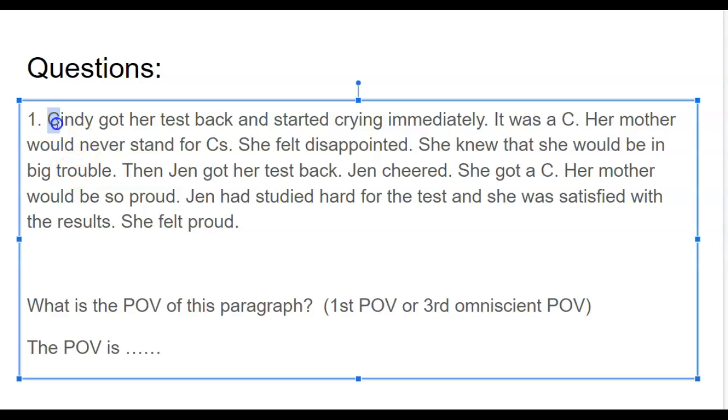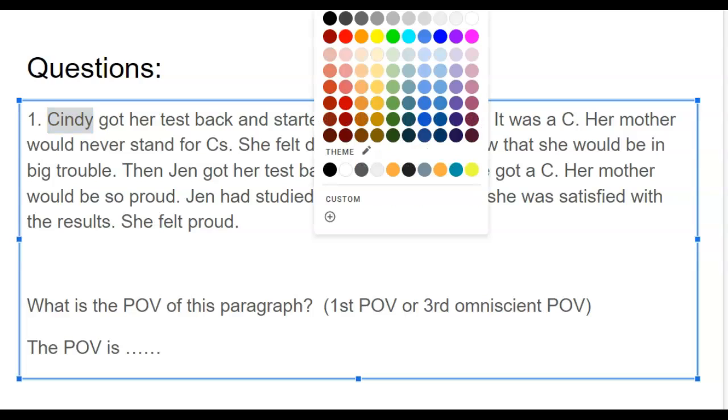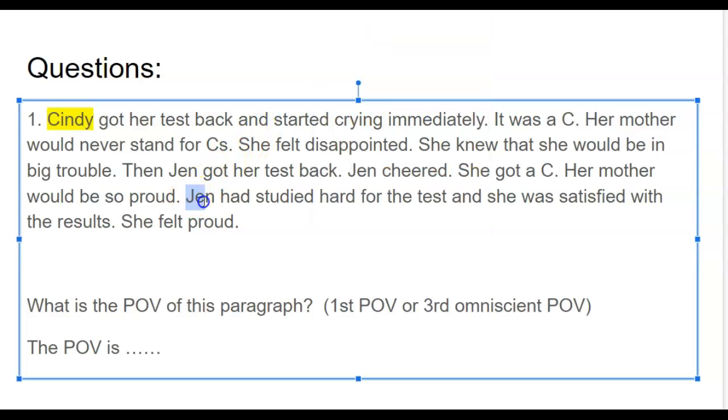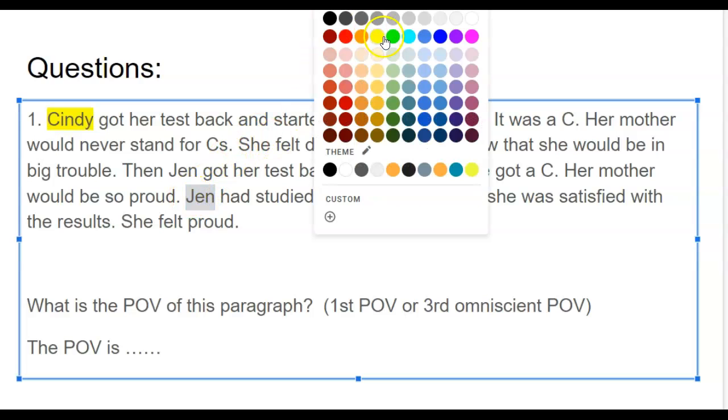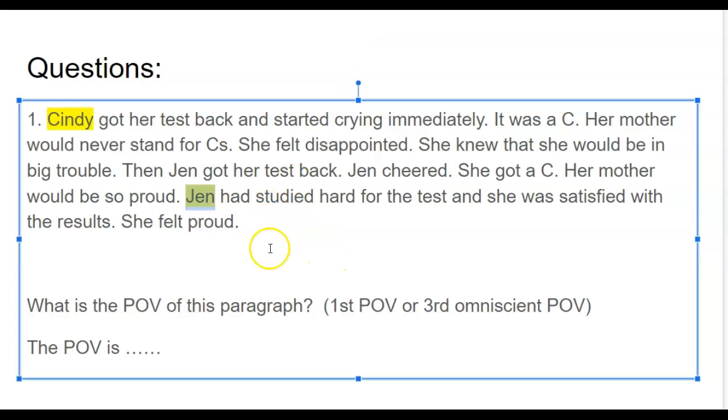So let's look at this. We have two people in this story. We have Cindy and we have Jen. Okay? So what we have to do is we have to see, and I gave you a choice. Is it first person point of view or third person omniscient point of view?